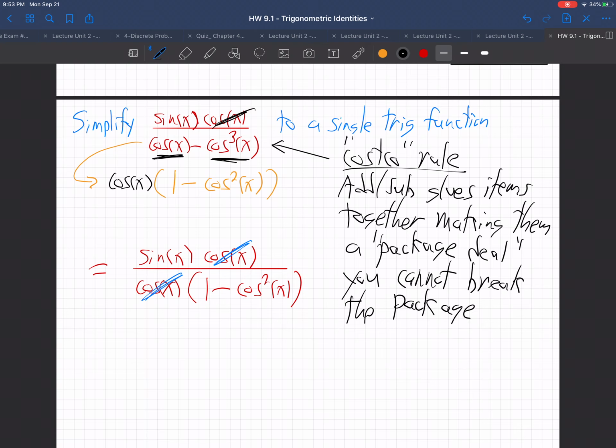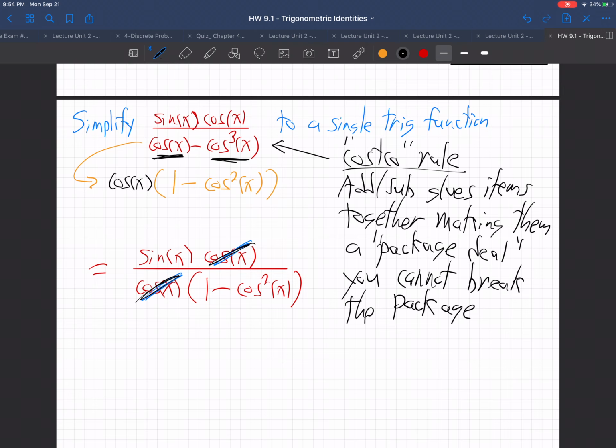See, if you cancel this and this, you'd be breaking up this package on the bottom. These two are glued together. They're like shopping at Costco where if you want to buy one milk, you can't. They plastic or glue together two milks. You buy both or you buy nothing. You can't break the package. That's what pluses and minuses are like in math. You can't cancel this and this because you're breaking up this package down here. Can't do it. But it's totally fine right here.